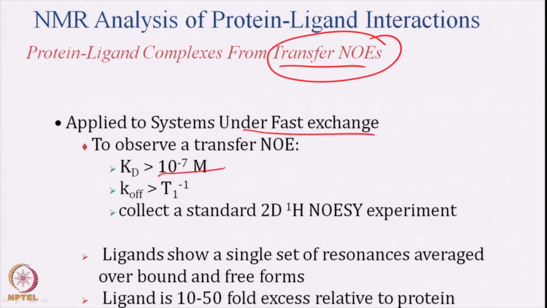The Kd should be quite strong, like 0.5 or greater than 1 micromolar, and the k-off should also be smaller. One can collect the 2D NOESY experiment. Essentially, what we have to show is that the ligand shows a single resonance. If the protein and ligand are interacting and exchanging very fast, it shows only a single set of peaks, averaged over the bound and free form, and the ligand is generally in excess of the protein. That is transfer NOE.